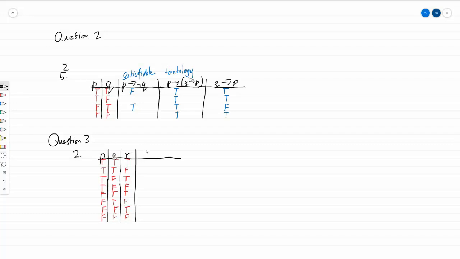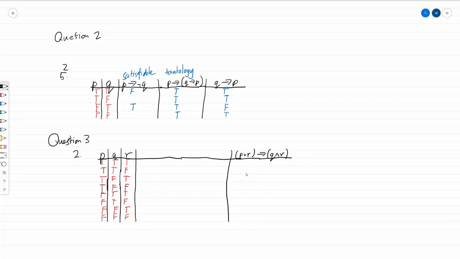So let's do this one. We have an overall statement, which I'll do over here so I don't have to work backwards later on. So we have P or R implies Q and R.